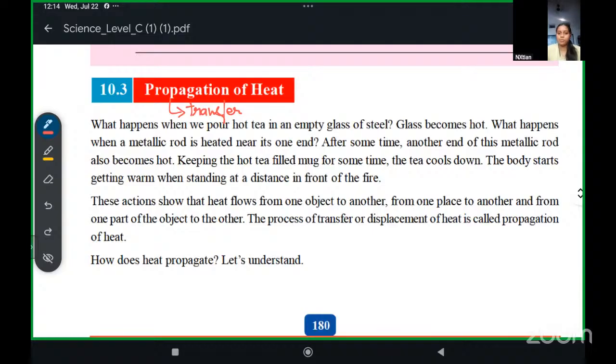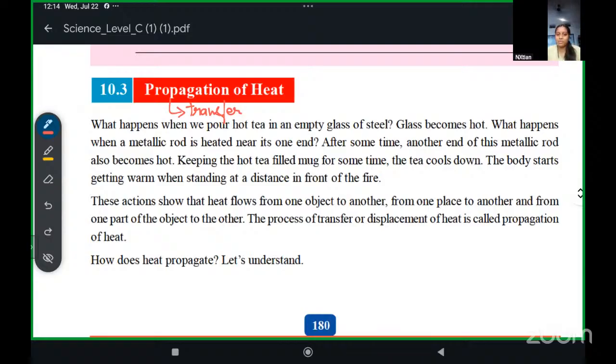The example I gave of the spoon. When you hold a spoon on fire, first it will heat up the front part of the spoon, and then slowly it will reach the rod of the spoon also, that part where you are holding it. The whole of it will be heated. And when we are keeping the hot tea filled mug for some time, the tea will cool down, but the mug will be warm. Have you ever observed this? The tea will cool down, but the cup is hot.